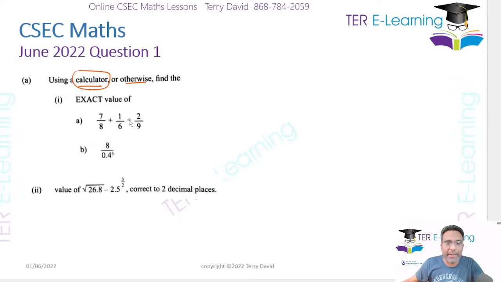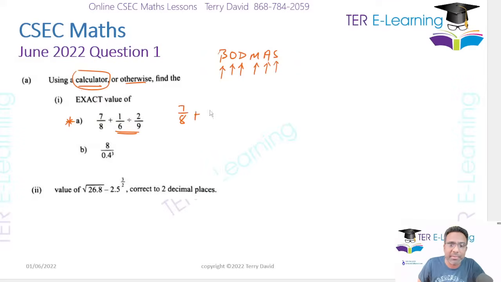Now, to do this, you have two different operations taking place here. You have addition and you have division. If you all remember the order of operations, we need to go with BODMAS. That's the order of the operations: brackets, then of, then division, multiplication, then addition, and then subtraction. So you're going to have to do this division first. It's like 7/8 plus 1/6 divided by 2/9.